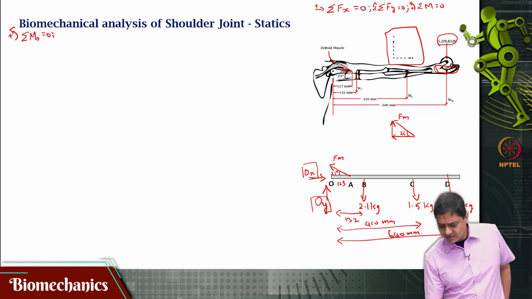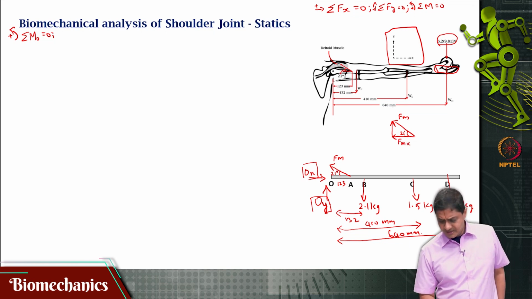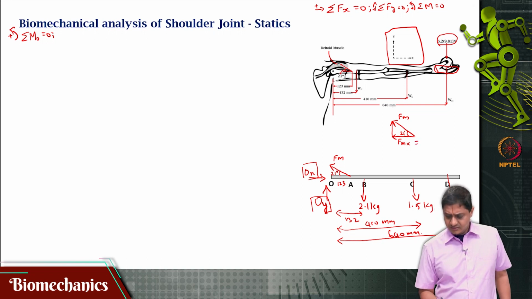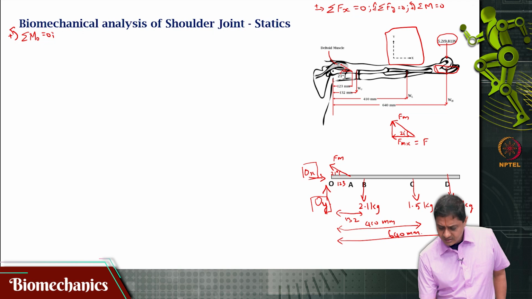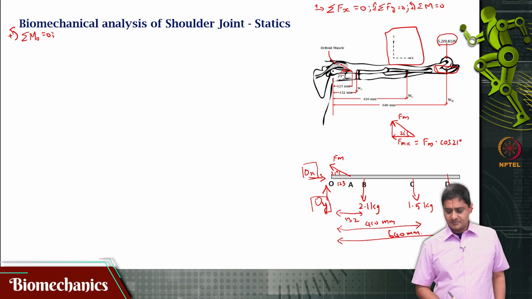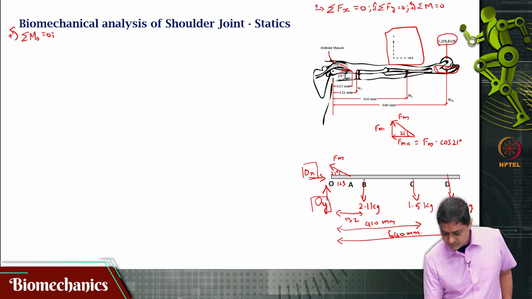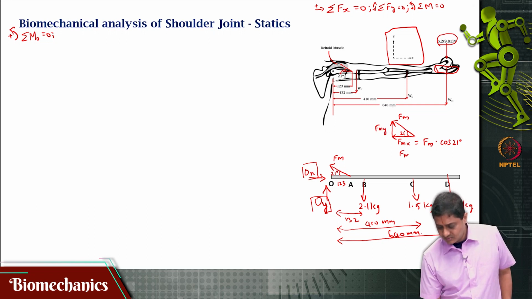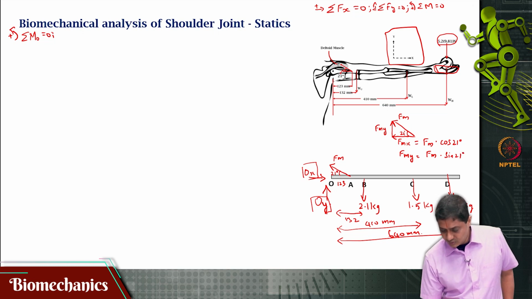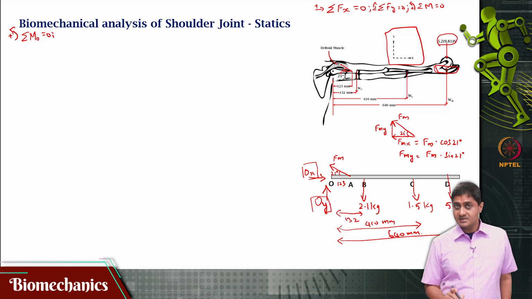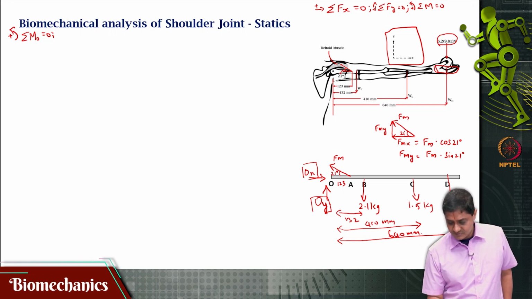And what will be the, I am going to call this some Fmx, right. That would be Fm cos 21 degrees, is it not? And Fmy would be Fm sin 21 degrees. Note that I have not actually included the sign for this, okay.